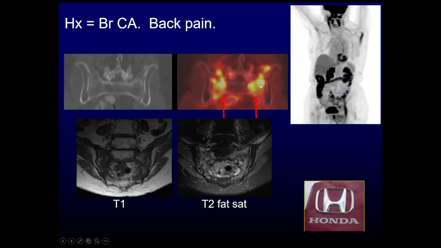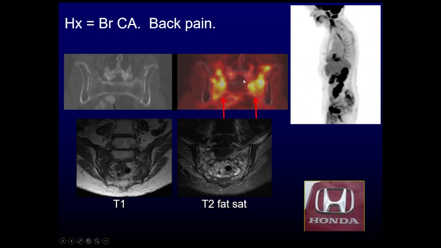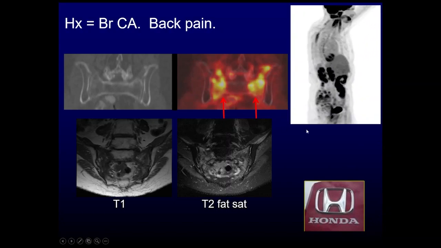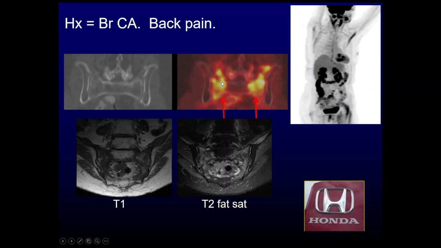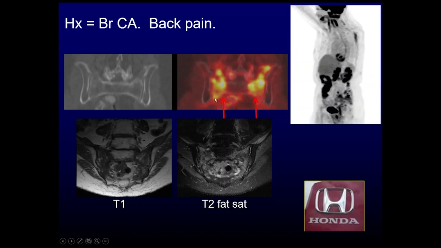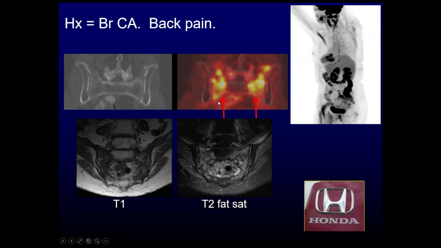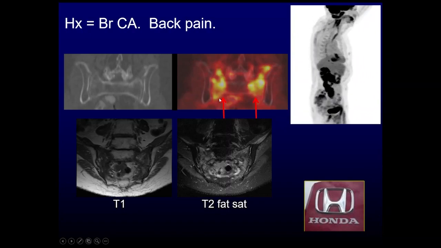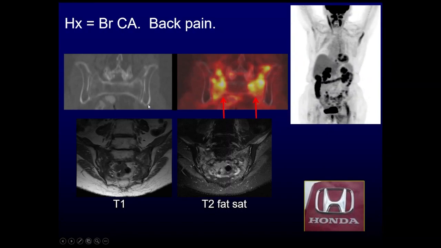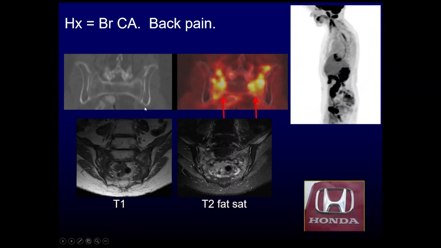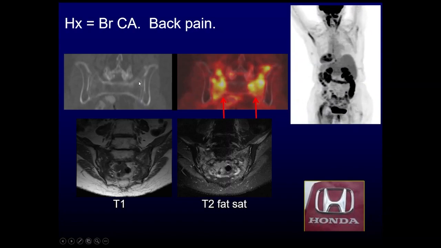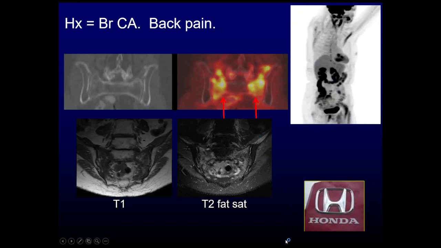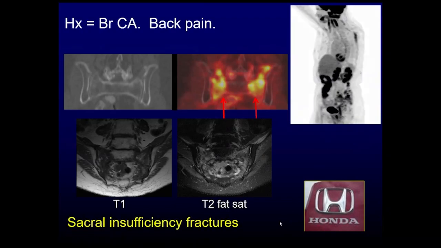This has often been described as the Honda sign, where you see the H within the sacrum. With sacral insufficiency fractures, you don't have to see a complete H. You might only see the two sides of the H without the crossbar. You might see one side with the crossbar, or you might only see one side. So when you're looking at the sacrum, be wary of sacral insufficiency fractures. And on the CT, if you flip the CT from axial to coronal images, you can sometimes see that fracture line, as it is right here, and be more certain that this is benign sacral insufficiency fracture, not osseous metastases.